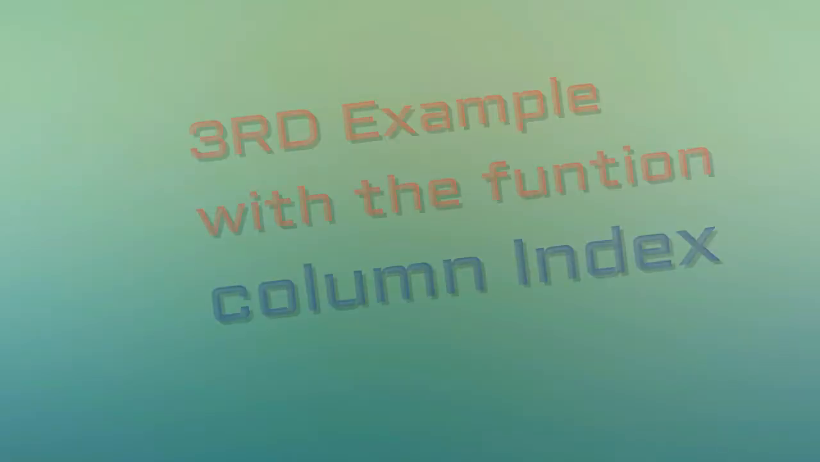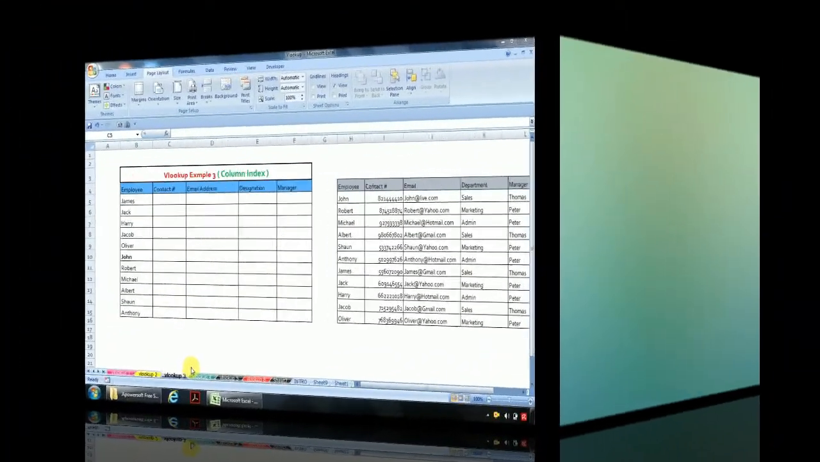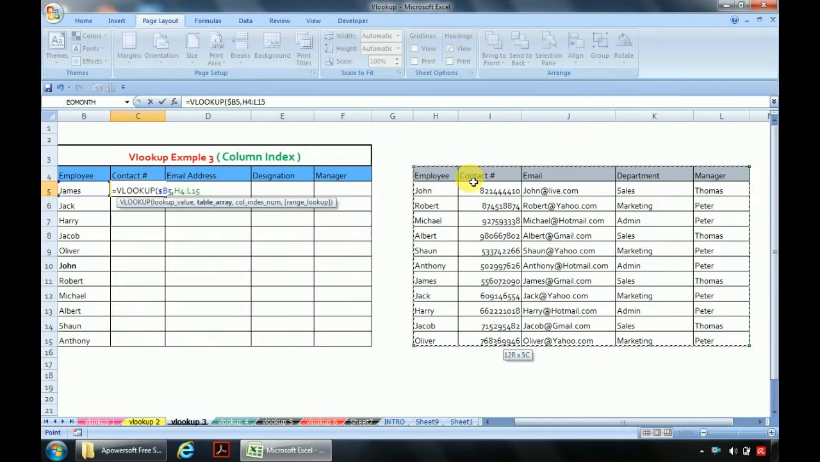Alright guys, let's move on quickly to example number 3. In this example we are going to use the function COLUMNS to get the column number automatically for contact number, email address, designation and manager. VLookup, select the lookup value, F4, F4 and again F4 to lock the column, comma, select the table array, F4 to lock, comma.